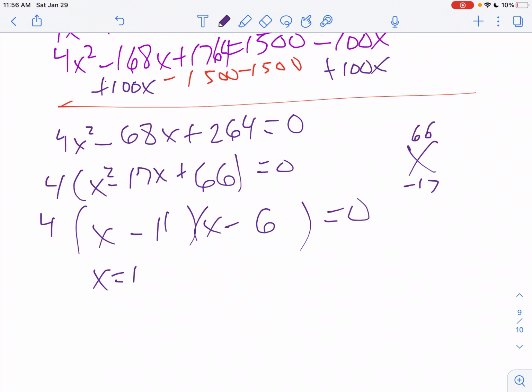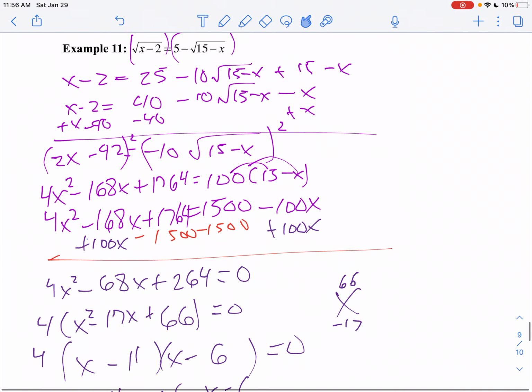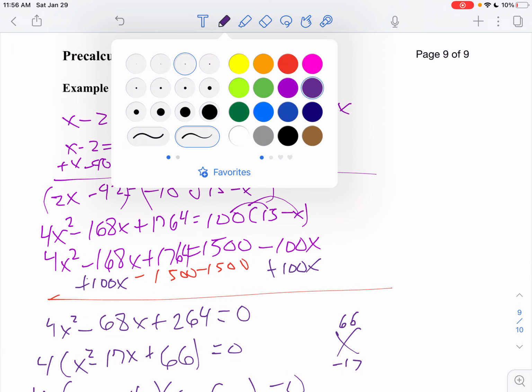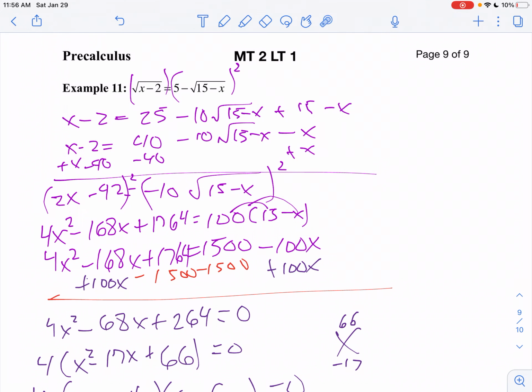So x equals 11 or x equals 6. I don't know why I wrote 10. I wanted 11. Now let's check. Let's go back here. Let's replace x with 11. So if I go the square root of 11 minus 2, that is the square root of 9, so I get 3. If I put in 11 on the other side, 15 minus 11 is 4. The square root of 4 is 2. 5 minus 2 is 3. That checks, doesn't it? So I know the first one checks.